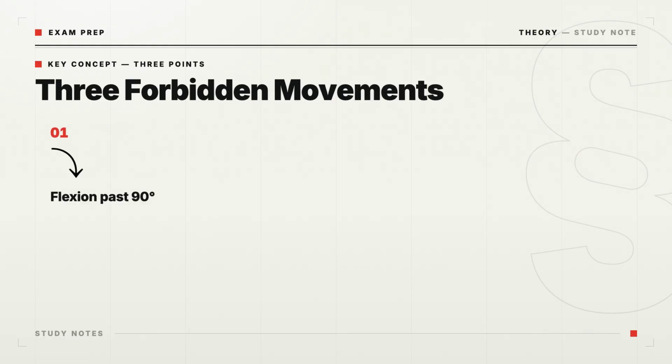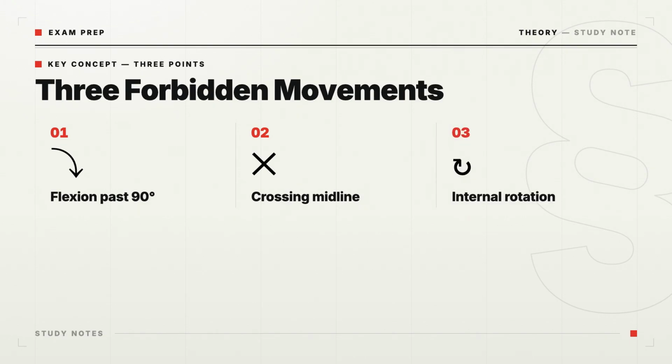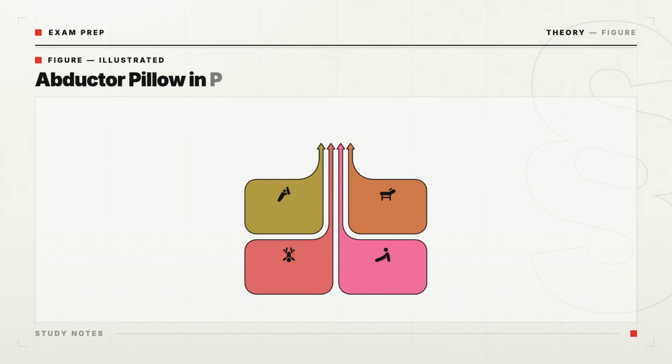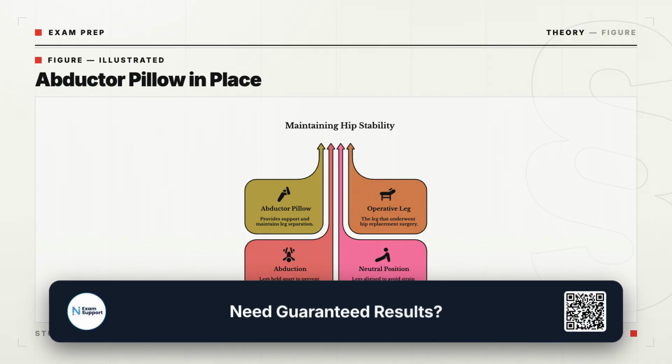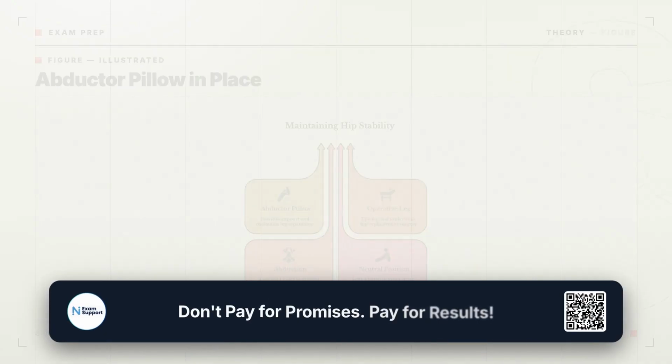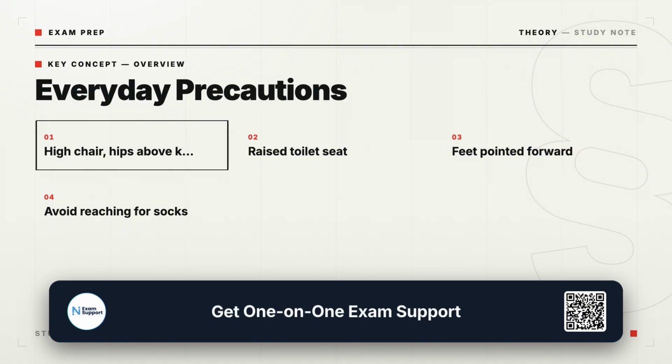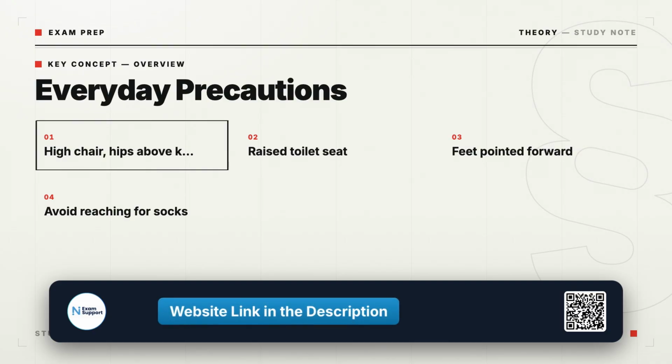Three movements are banned after a posterior approach: bending the hip past 90 degrees, crossing the operative leg over the midline, and rotating the leg inward. Each one levers the back of the joint open, letting the ball slip backward out of the cup. The abductor pillow is the single most useful tool, a wedge strapped between the legs in bed. It holds the legs apart in abduction, the safe opposite of crossing, and blocks the operative leg from rolling inward while the patient sleeps.